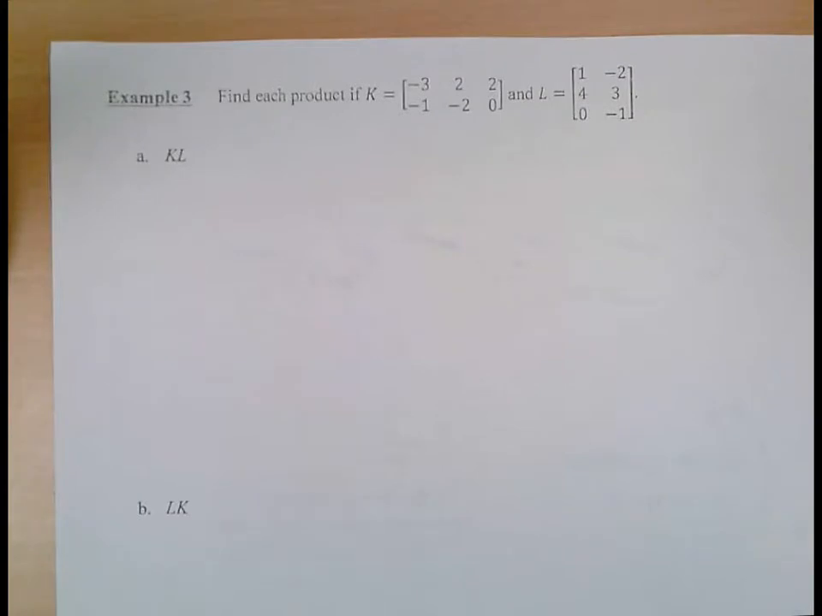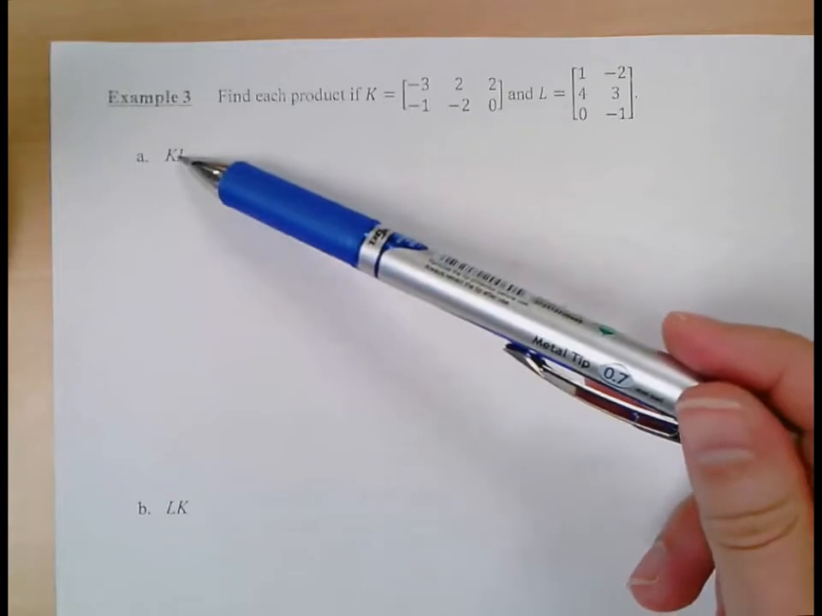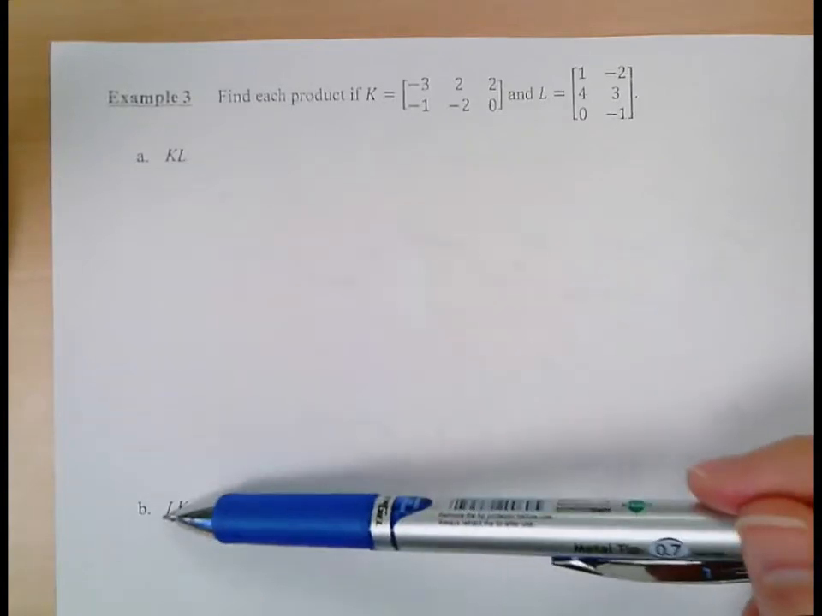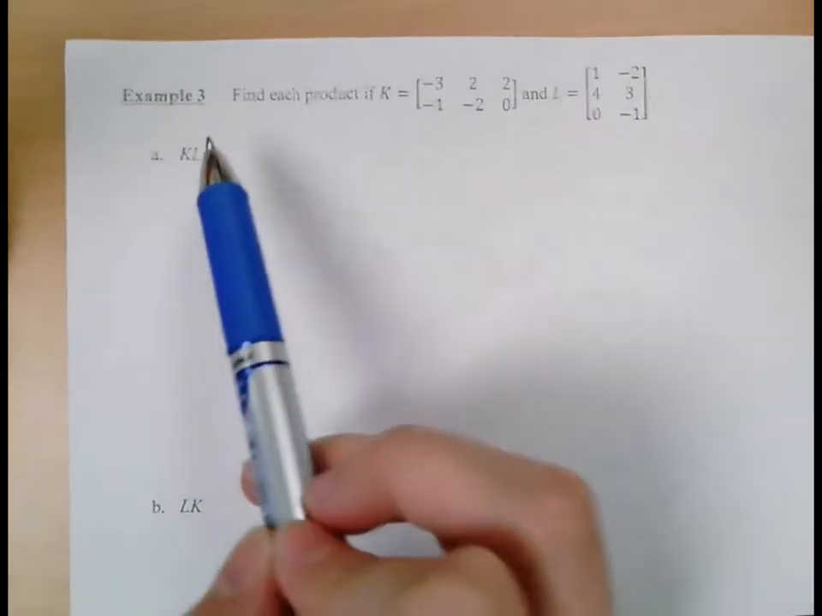So part of this too is you're going to determine if K times L and L times K are the same. Because we know with numbers, for example, if I multiply 3 times 5 and then 5 times 3, that's the same. You're going to see, is that true with matrices? Does the order you multiply them in matter? That is going to be the question, while also practicing multiplication.